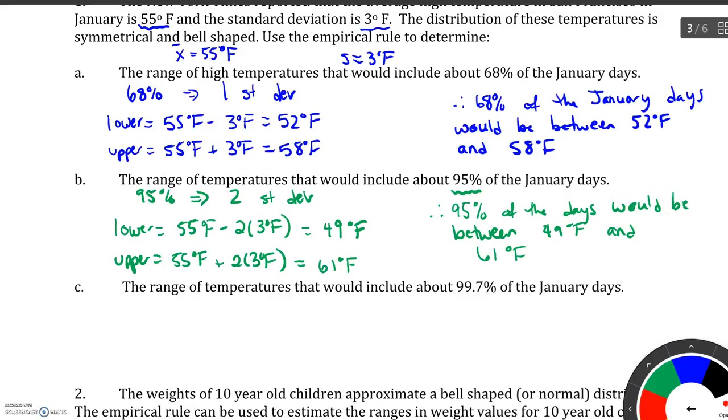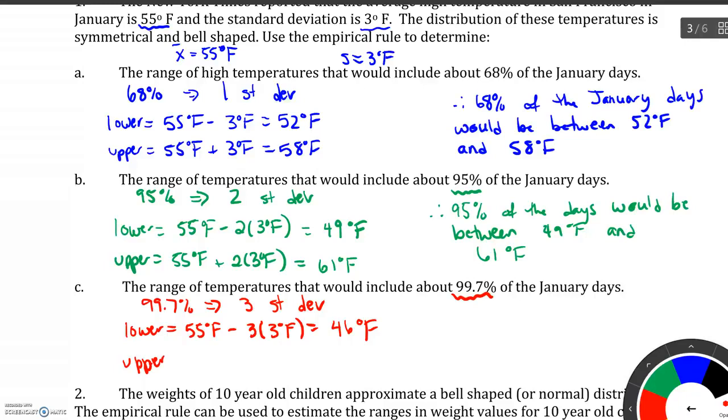The third part, part C of this question, asks for the range of temperatures that would include 99.7% of the January days. 99.7% corresponds to 3 standard deviations from the mean according to the empirical rule. So the lower limit would be the mean minus 3 standard deviations, which would give us a lower value of 46 degrees Fahrenheit. The upper value is the mean plus 3 standard deviations.